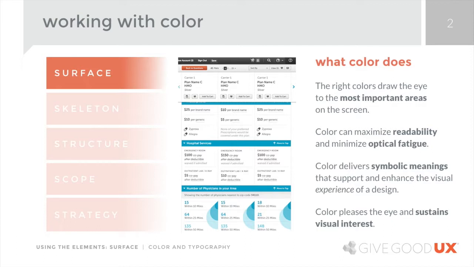If you go down to these charts and graphs below where it says number of physicians in your area, they're very pleasant to look at, these nice little shapes. We have a number correlation that's next to each shape. So overall, everything is put together in a way that's very visually pleasing. It's not only well organized, it's also nice to look at.